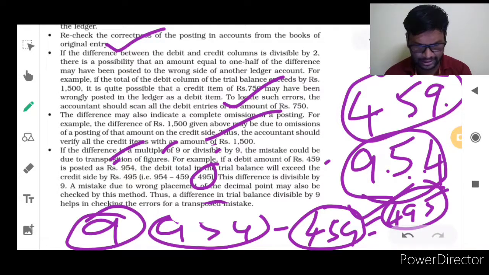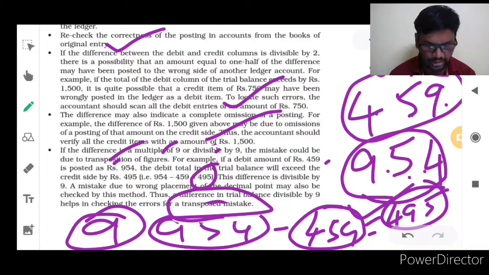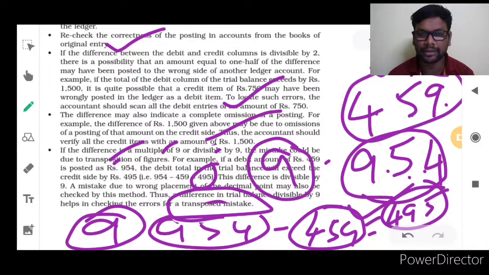Thus, the difference in trial balance divisible by 9 helps in checking the errors of the transposition mistake. For transposition mistakes, the accountant should depend upon the divisible by 9 method. I hope you understand. So these are all the steps that will be taken by the accountant to identify or search where the errors have occurred. Then after identifying, he will take the next step for rectification of errors.